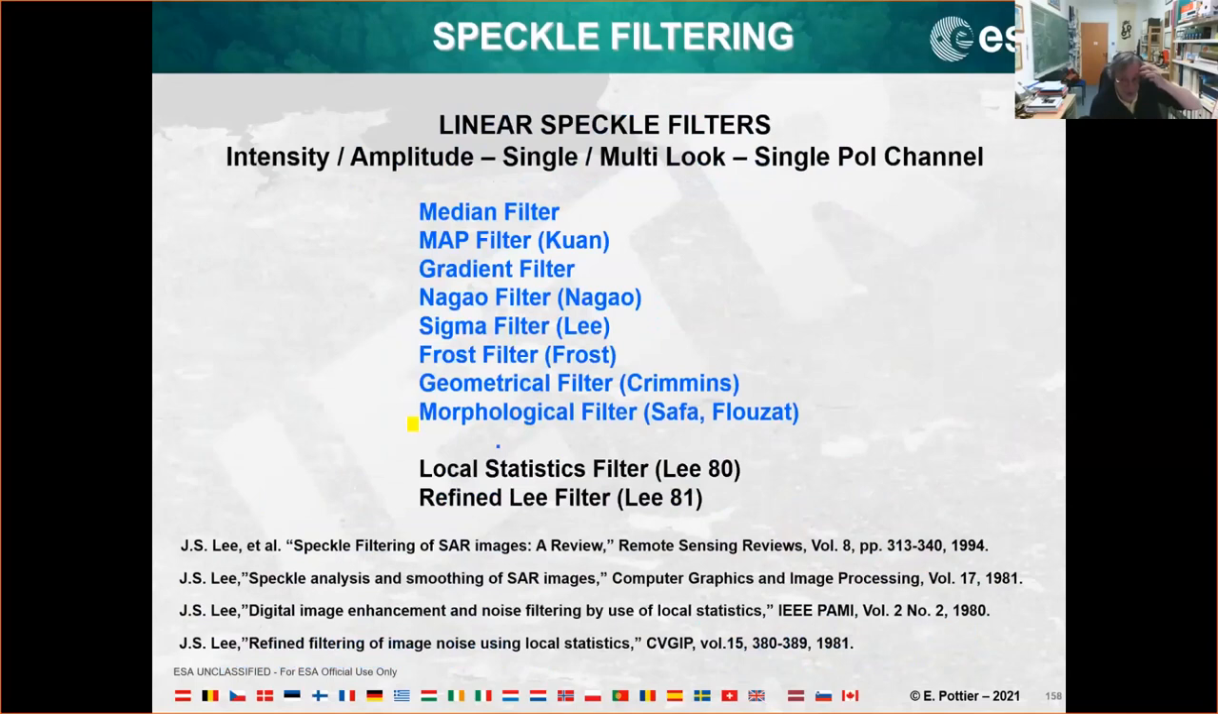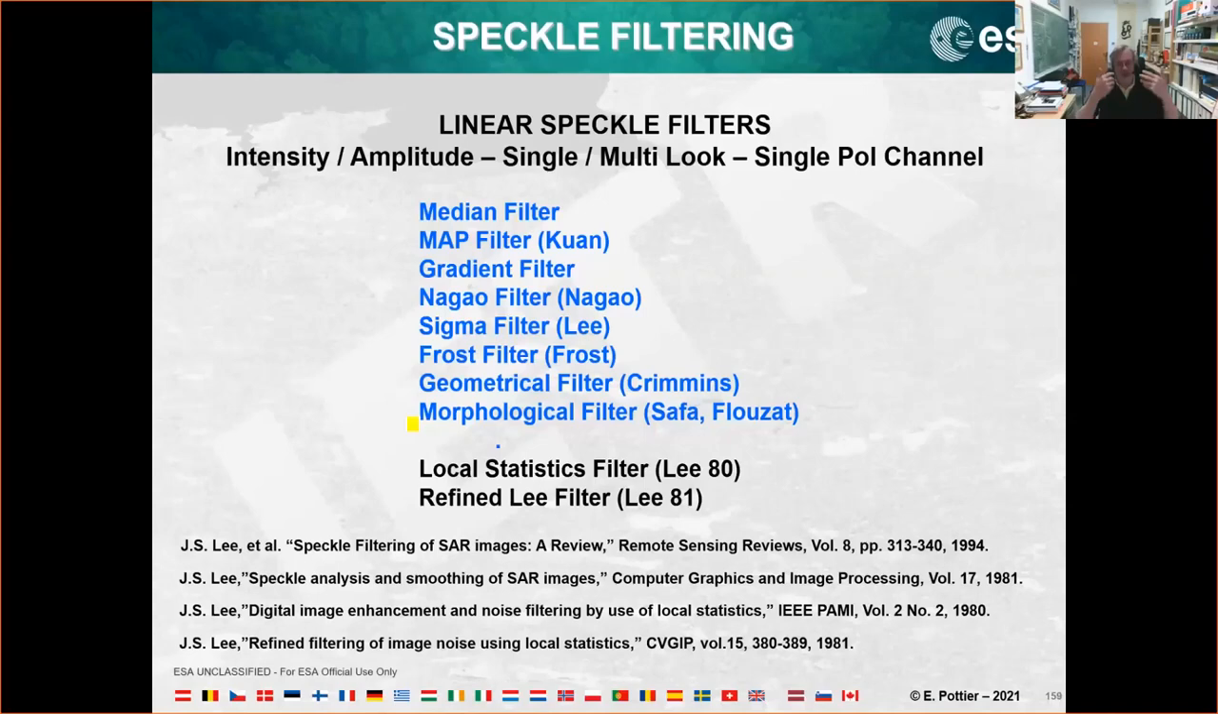So in the literature, there exists a lot of classical speckle filters. You have the median filter, the MAP, the Lee, Nagao, Sigma, Frost, geometrical, morphological, etc. But these filters are usually applied on intensity, amplitude, or mainly on a single polarimetric channel. So they are not polarimetric speckle filters. So we have to develop a specific polarimetric speckle filter, which must take into account all the polarimetric information, and the polarimetric information between the channels. And this speckle filter must preserve this polarimetric information. So this is why it is a totally new approach to the derivation of the speckle filter.